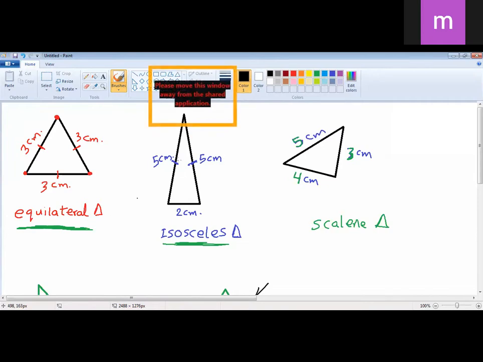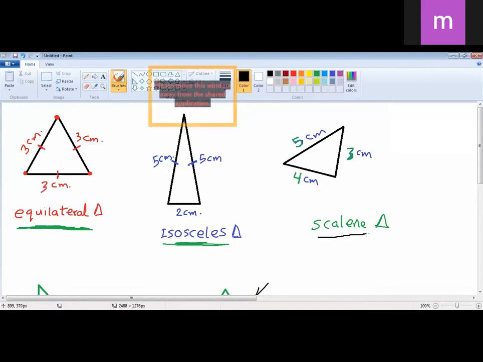The second case, we have here only two sides equal in length. You can find 5 and 5, and of course 2 is different from them. So this triangle is called an isosceles triangle. The third one, we have 3, 4, and 5. Of course, all of them are different in length, so it's a scalene triangle.